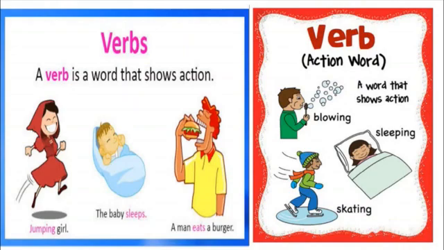Now we already know that a verb is a word that shows some action. Here you can see jumping girl. Jumping is the verb. The baby sleeps. Sleeps is the action verb. A man eats a burger. Eats is also an action. So all these actions, okay, they are also known as verbs or action verbs.